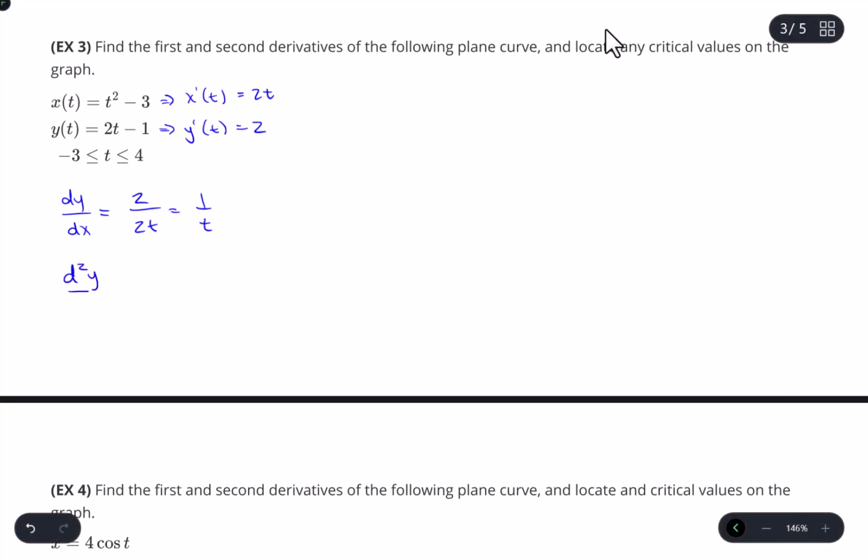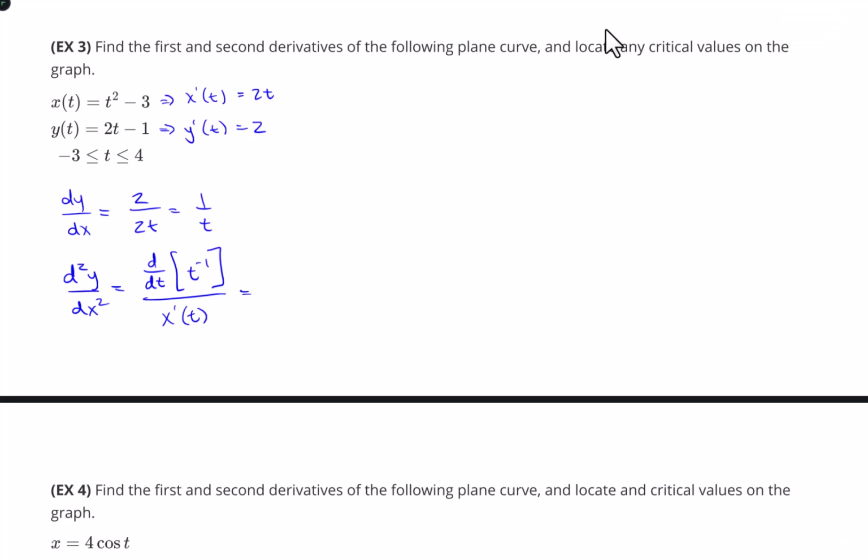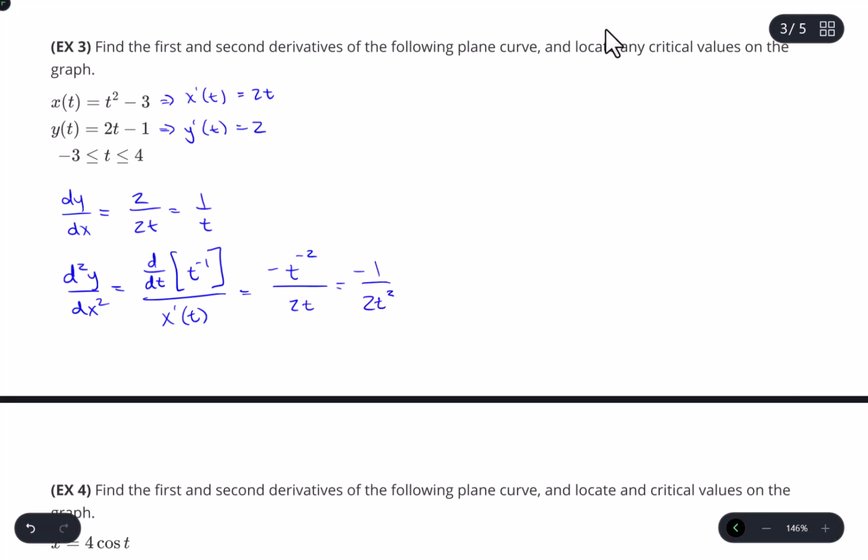The second derivative, however, you've got to be very careful. It's the derivative with respect to t of the first derivative, which I'll just go ahead and write as t to the -1, and then divided by x prime of t. So the derivative of t to the -1 power with respect to t, we would bring the exponent down as a multiplier and subtract 1 from it. x prime of t is 2t, so it looks like I have -1/2t cubed when I simplify. All right, so that gives me the first and second derivatives.